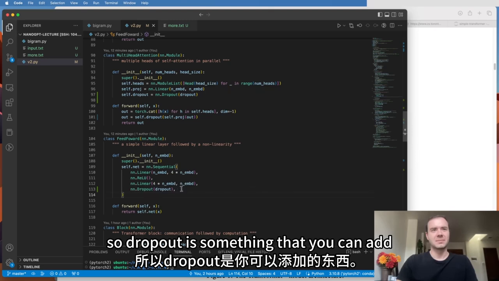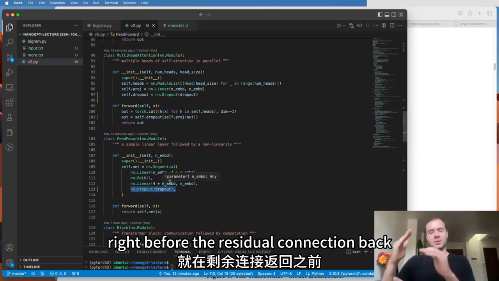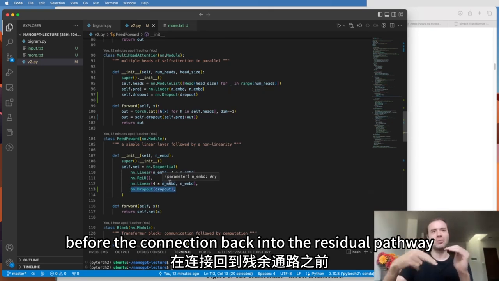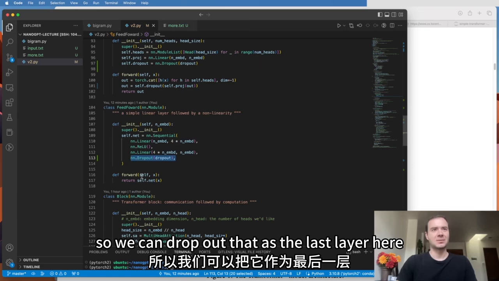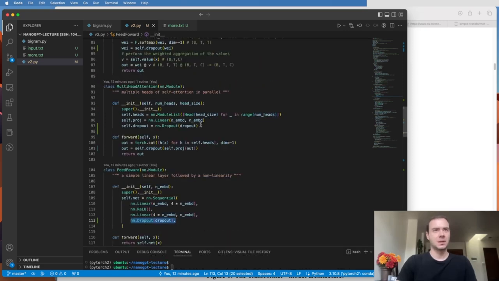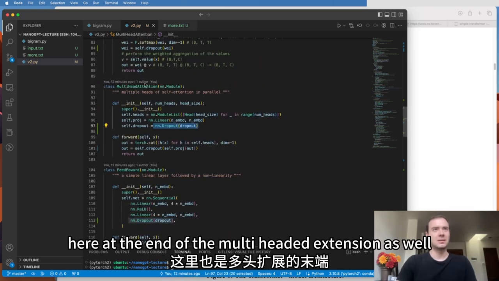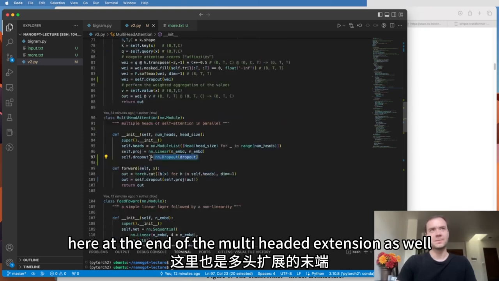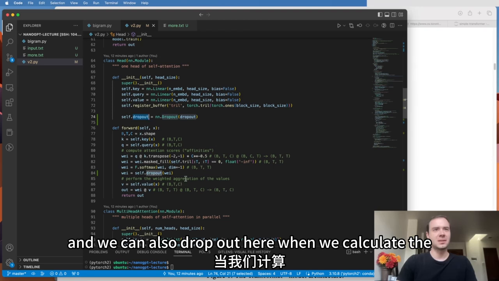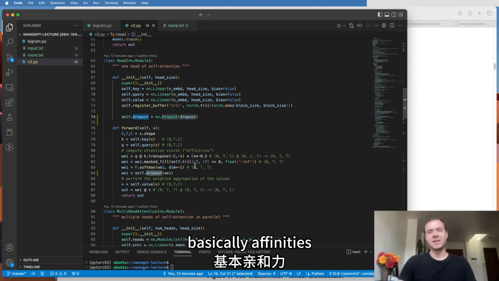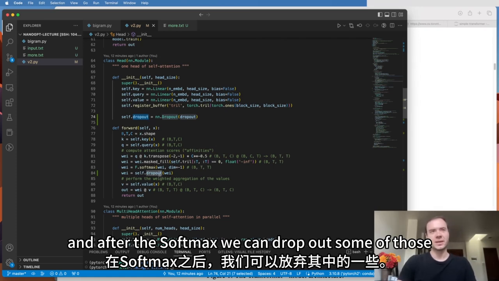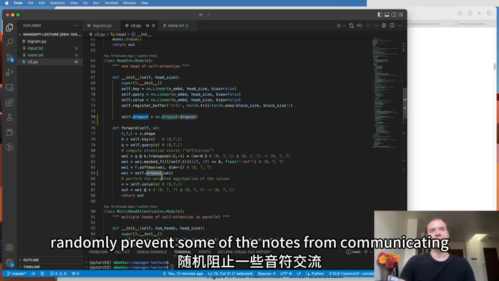So dropout is something that you can add right before the connection back into the residual pathway. So we can drop out that as the last layer here. We can drop out here at the end of the multi-headed attention as well. And we can also drop out here when we calculate the affinities, and after the softmax, we can drop out some of those. So we can randomly prevent some of the nodes from communicating.